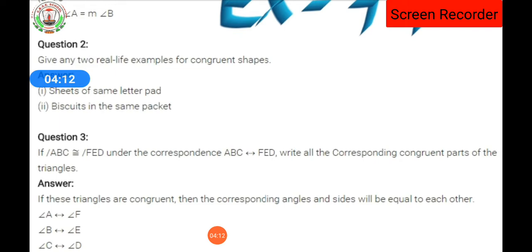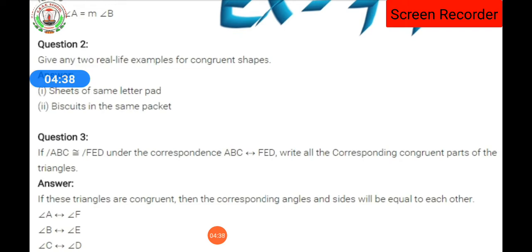Clear? Now, the main important topic of this chapter is, what is that? The criteria, isn't it? The most important thing which we are going to see is the criteria for congruence of triangles. Okay, just listen to what I am going to say. As the definition is already given to you, take out the definition and look at it.